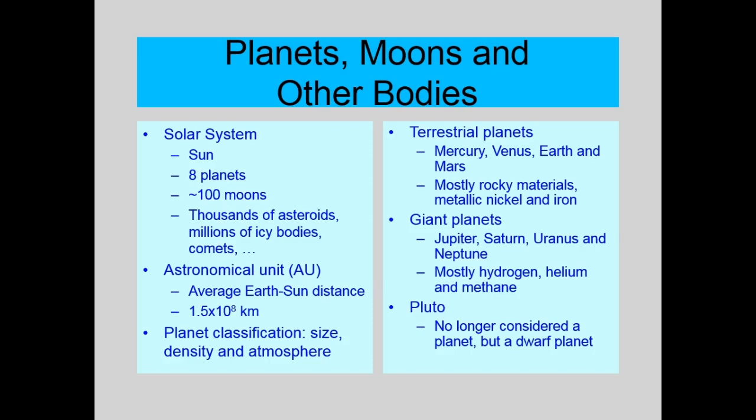Next, thousands of asteroids. Those are in that belt between Mars and Jupiter. Millions of icy bodies out there just floating around. Some of those are comets, okay? So there's tons of things out there.